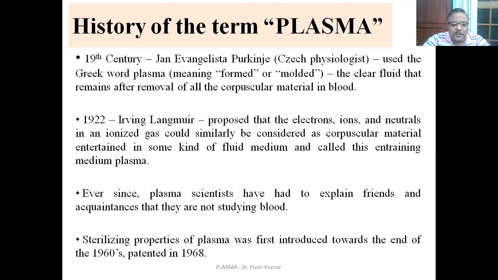And the sterilizing property of plasma was first introduced in the late 1960s, and it was patented in 1968. The biggest reason the sterilizing property came in the 1960s is that the ionization tools, the energy required for ionization, were in development up to that time. And after the development of the laser in the 1960s, the production of gas plasmas accelerated.